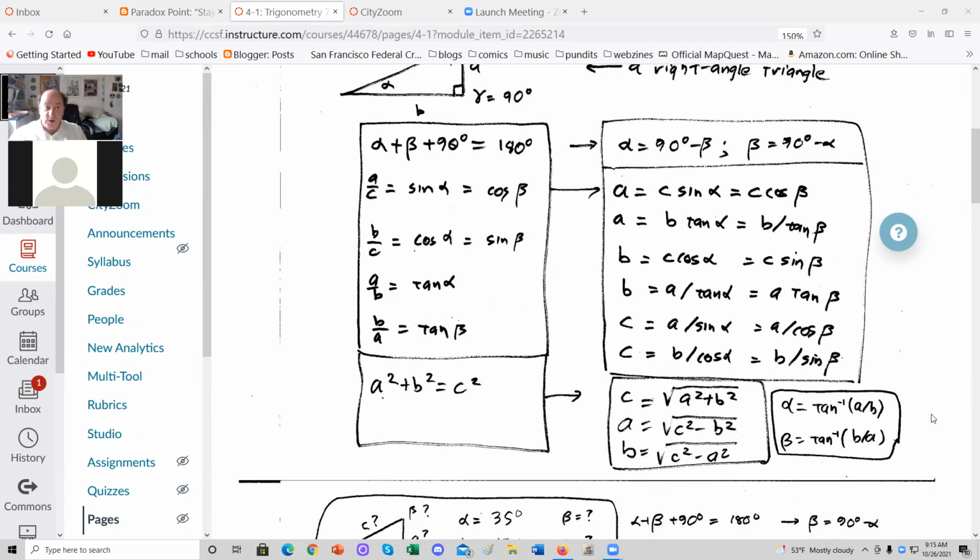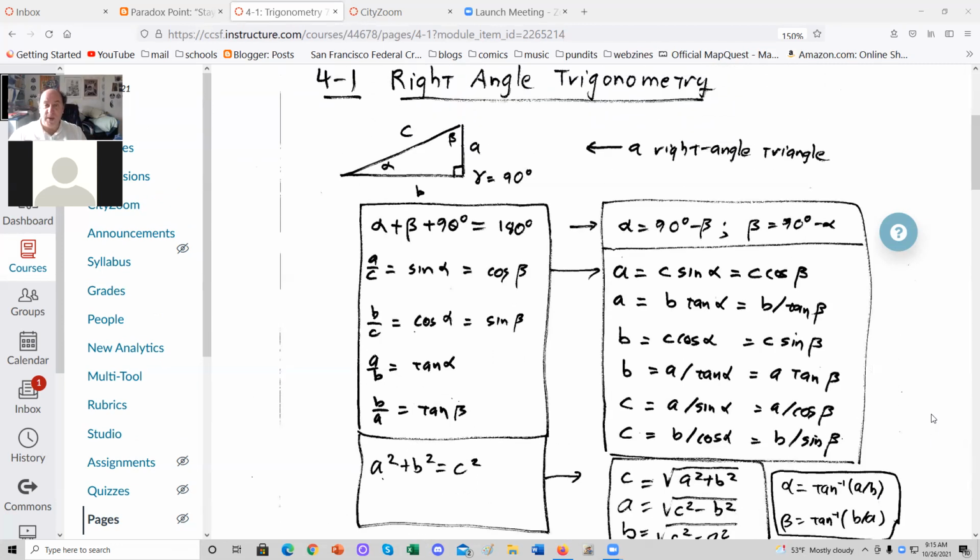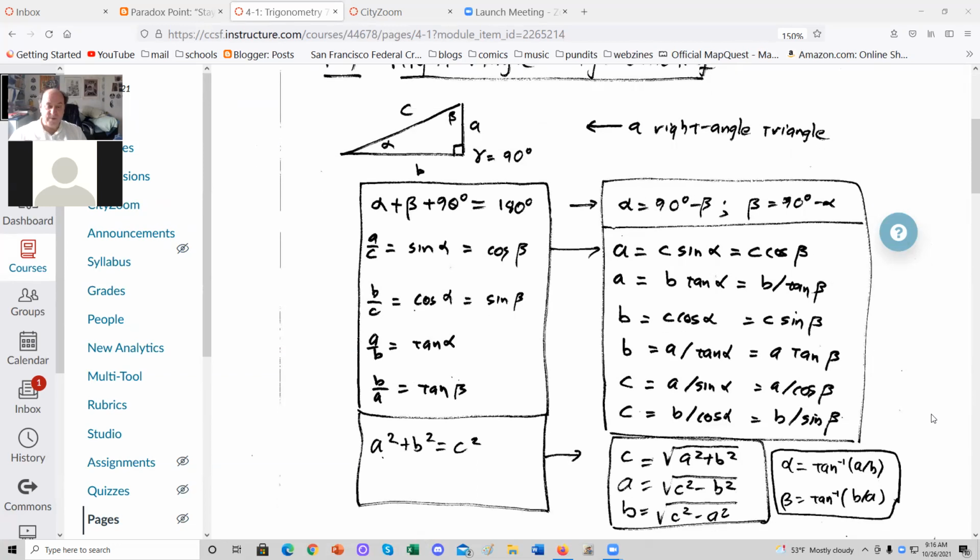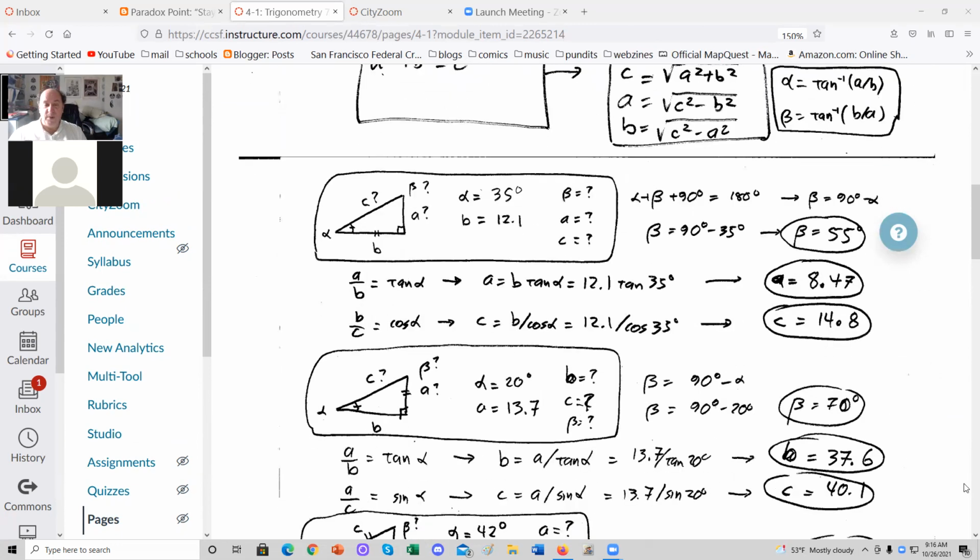So, like I say, given 2 of those numbers, alpha, beta, A, B, and C, you can usually get the other 3. For example, here we have a right triangle where we're given alpha of 35 degrees and B at 12.1. What's beta, what's A, what's C? The first one, the easy one, is beta. It's the complement of alpha, 90 degrees minus alpha, so that comes out to 55 degrees. That's straight away.